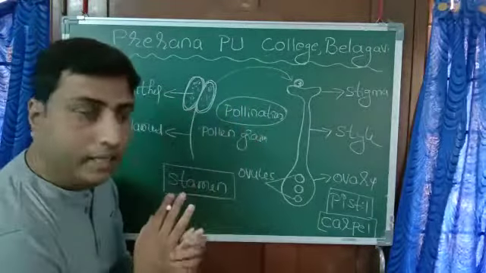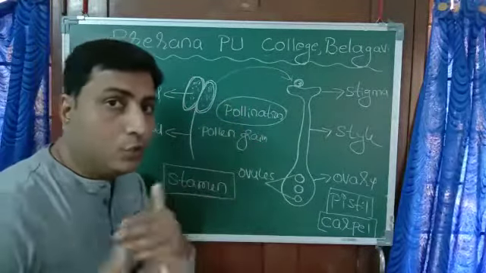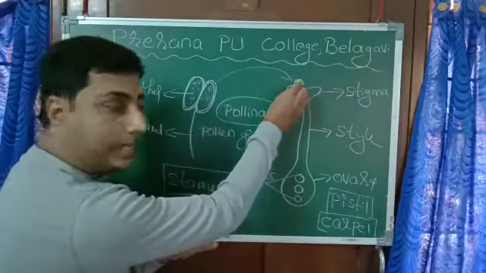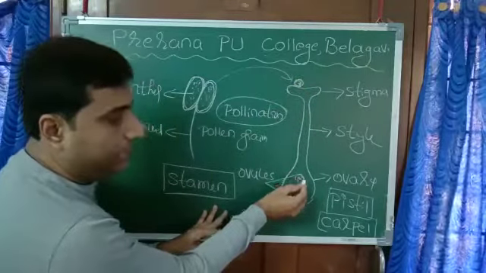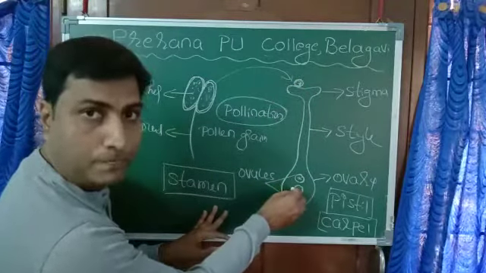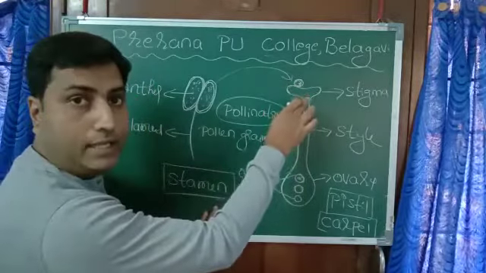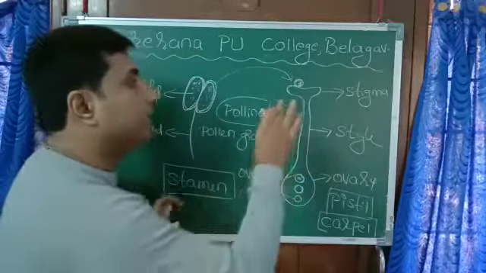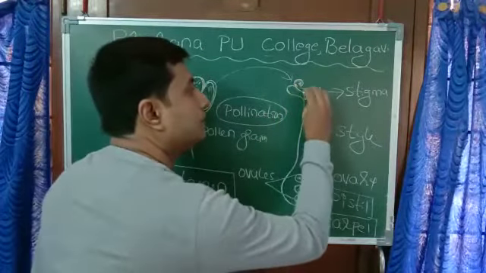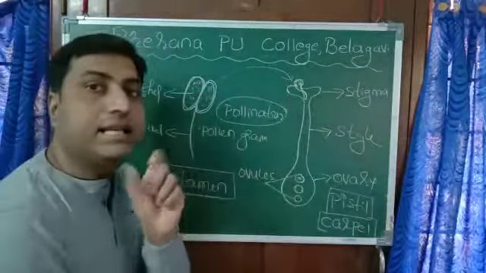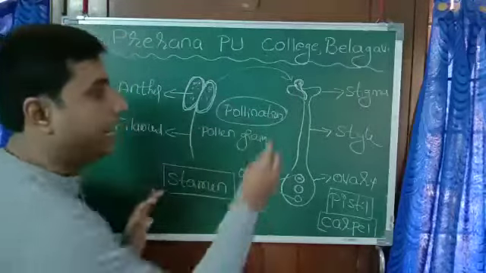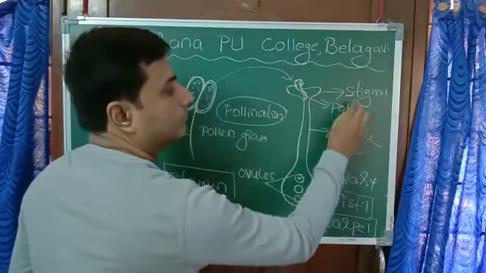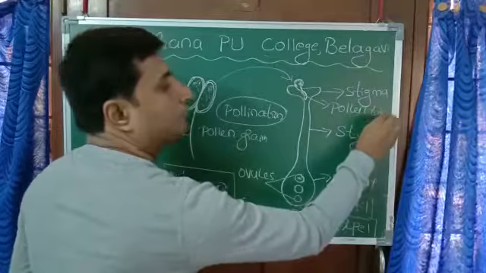Once the pollen grain falls here, remember, the pollen grain contains the male gamete. Now this male gamete should come in contact with the female gamete present inside the ovule. So what will happen? The pollen grain starts germinating. Just like a seed germinates, a pollen grain germinates. And this tube is called the pollen tube.